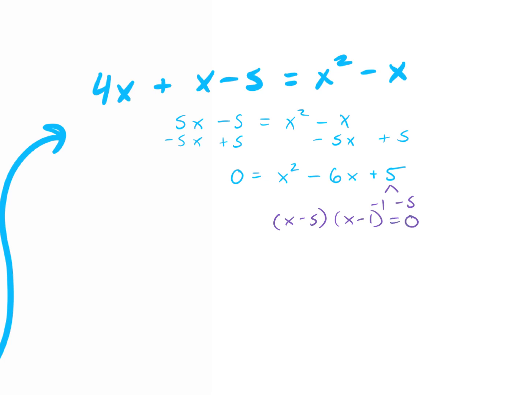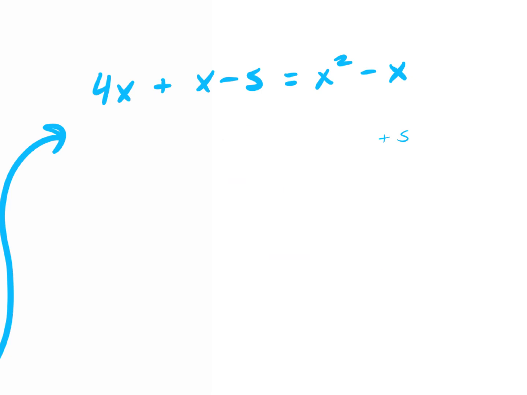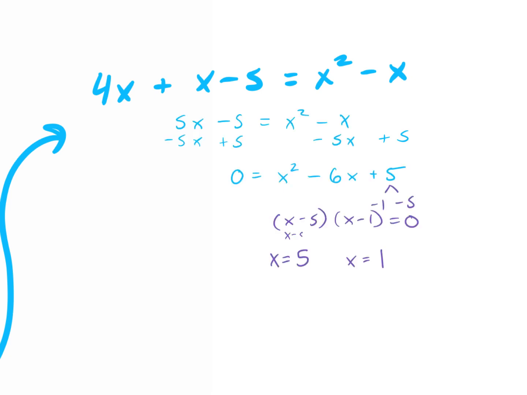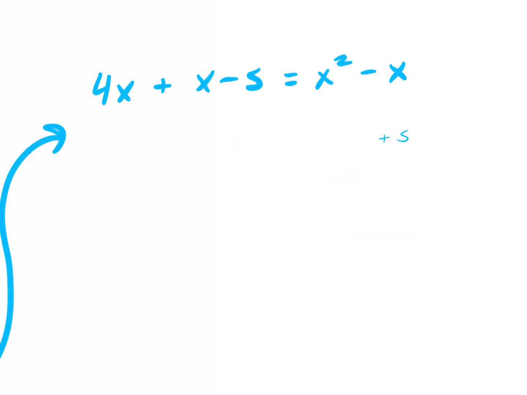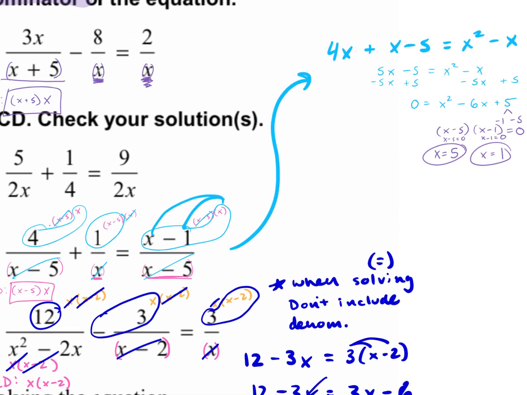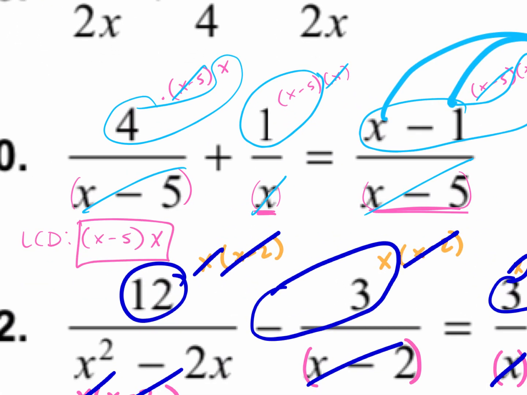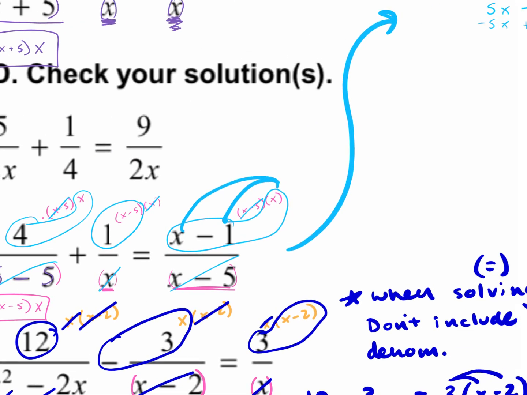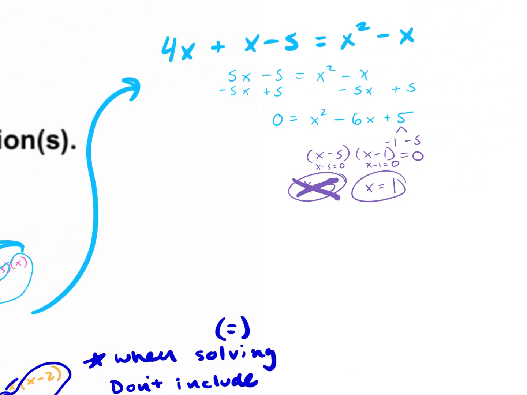How would I find what just x is equal to? Set them both equal to 0. So what does x equal? 5 and 1. Awesome. Now if I get two answers, what do I have to do? Check your work. So let's plug in 5. We have 5 minus 5. What's 5 minus 5? 0. Can I get 0 in the denominator? No. So what does that mean? 5 is not an answer.